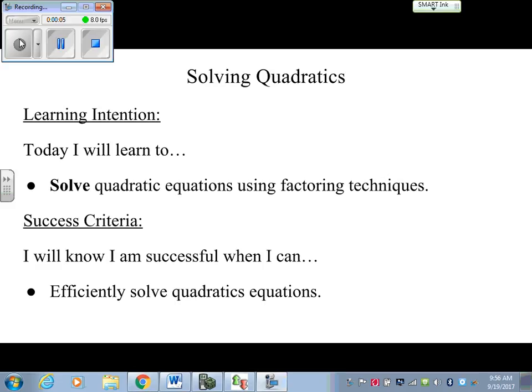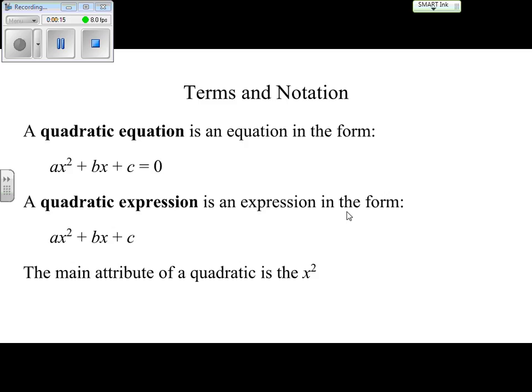Today we'll be moving on to solving quadratic equations using the factoring techniques that we've looked at in the last several video lessons. We will know we are successful when we can efficiently solve quadratic equations.